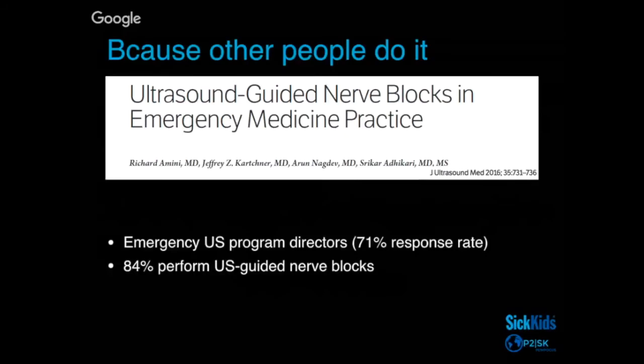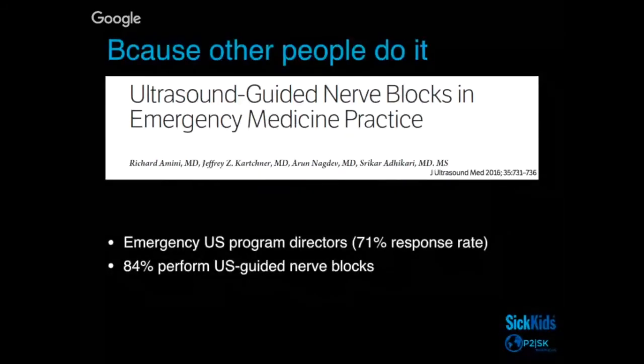So first, why should we be doing these local anesthesia? Because other people do it. Actually, if you look here at that study that was done in the States, they asked all the emergency program directors about use of ultrasound-guided nerve blocks. And it looks like they got only 70% of response rate, but still with that, 84% of these centers would use the ultrasound to do nerve blocks. So it's definitely something that is done and is actually quite useful.